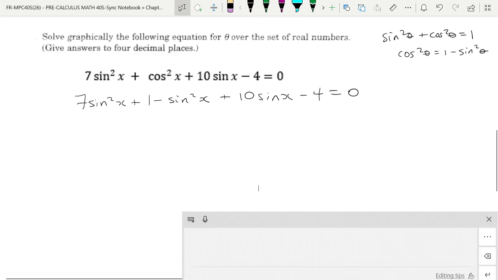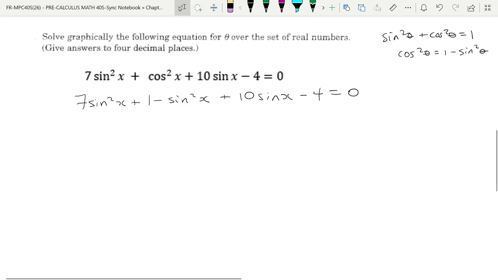Now somebody might ask, well, how did you know to do it that way? Why not replace the sine instead of the cos? Well, because notice I already have a sine there. So it makes the most sense to make the entire equation sine. Okay, now what? Well, 7 sine squareds minus 1 sine squareds is 6 sine squareds.